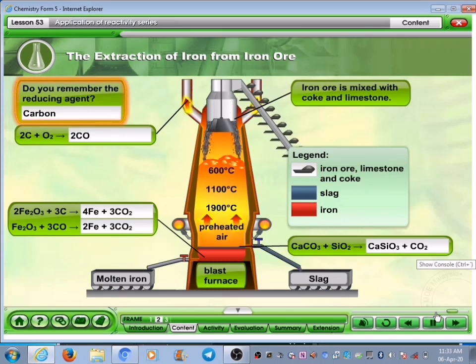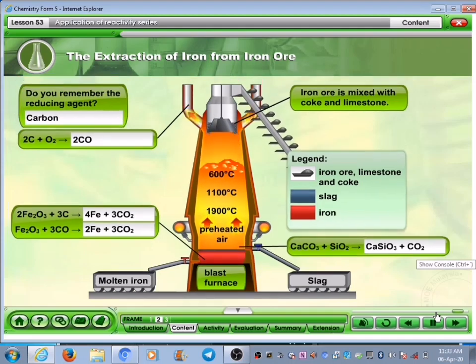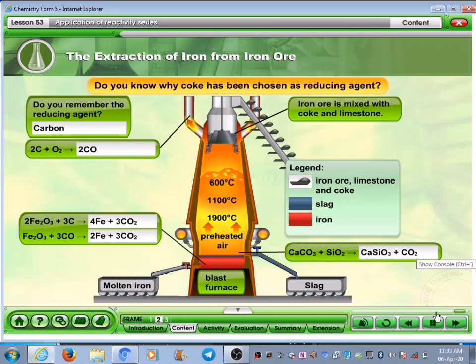Coke or carbon has been used as a reducing agent in the smelting processes of tin and iron. Do you know why coke has been chosen?